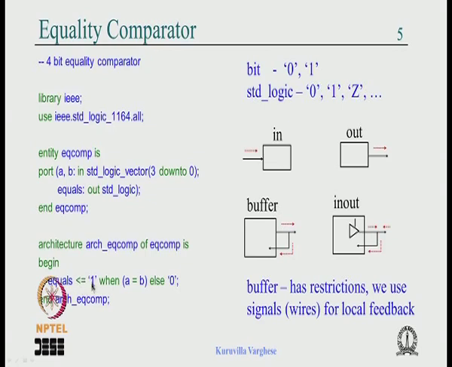So 1 is written with quotes, left quote and right quote, because in the standard logic library the values are defined with quotes, like 1 with the left quote and right quote, when A equal to B, else it is 0, okay. So equals gets 1 when A equal to B, else it gets 0, very simple. The description is over and you say end this architecture, whatever the name is. So that architecture is over.